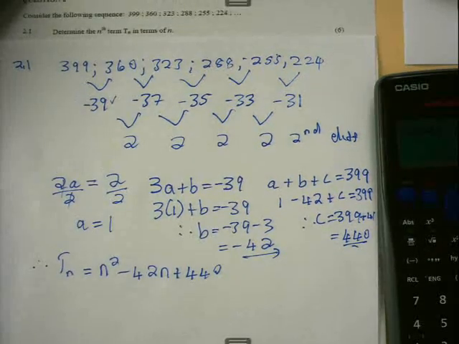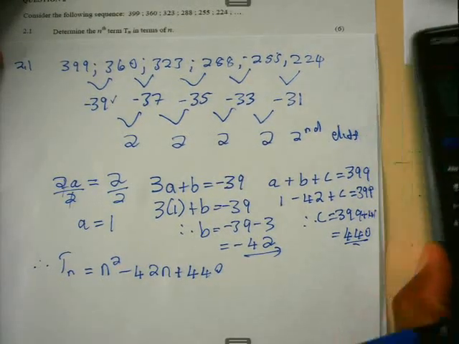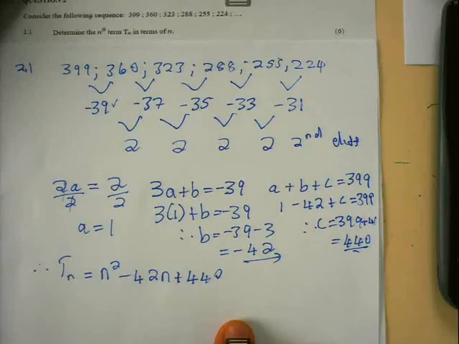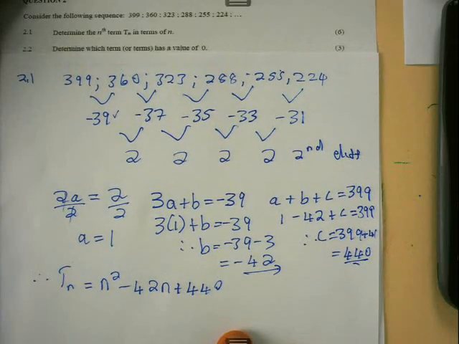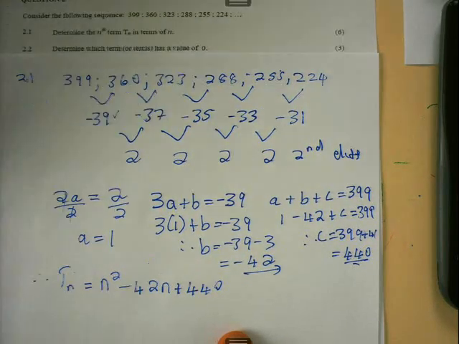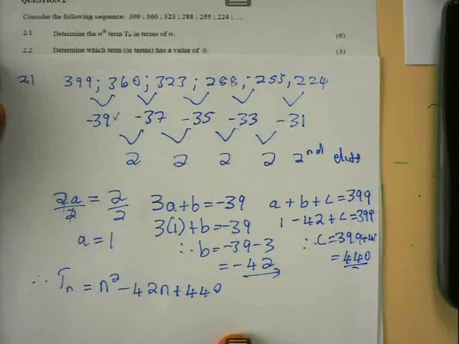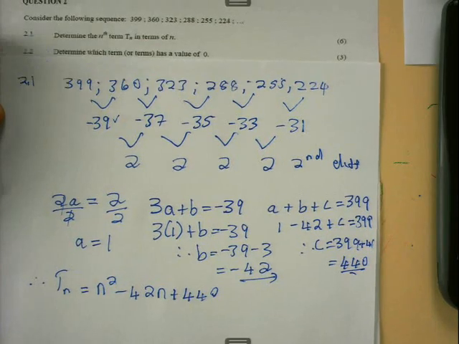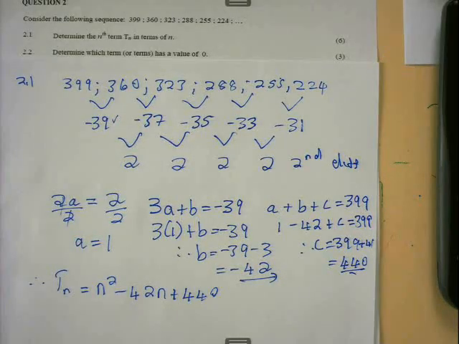Right. Now I believe we can go to the second question. We are happy with 2.1, right? Yes, I can see you are happy with 2.1. Right. What about 2.2? 2.2 says you must determine which term or terms have a value of 0.